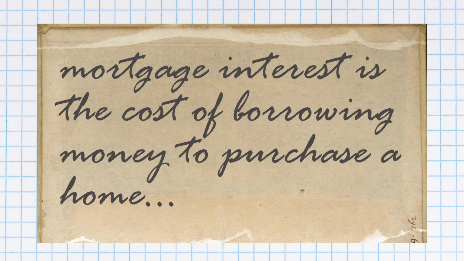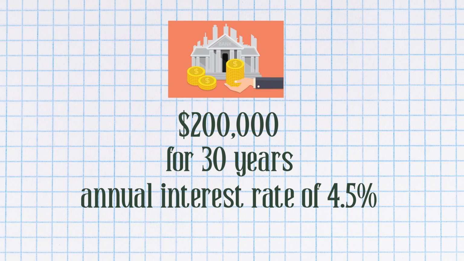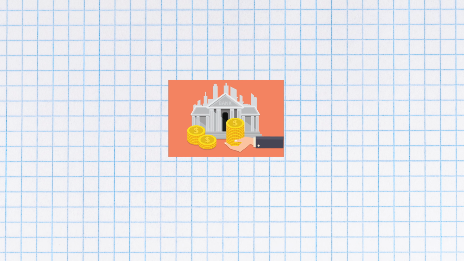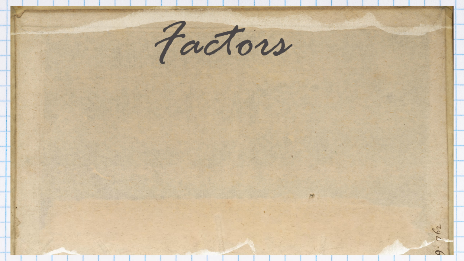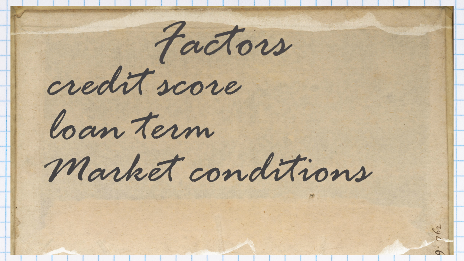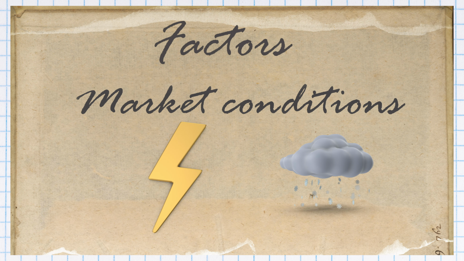So mortgage interest is the cost of borrowing money to purchase a home. When you take out a mortgage loan, you will be charged interest on the amount you borrow. The interest rate is expressed as a percentage of the loan amount and can vary based off a lot of factors, such as your credit score, the loan term, and even current market conditions. Yes, the current market conditions can impact the interest rate that you're going to pay.